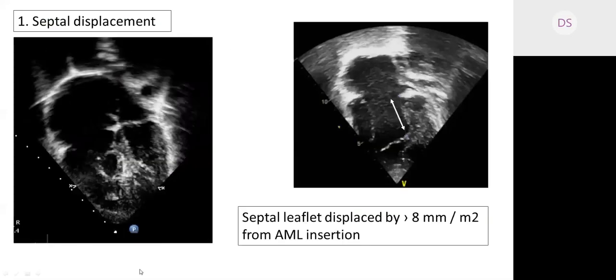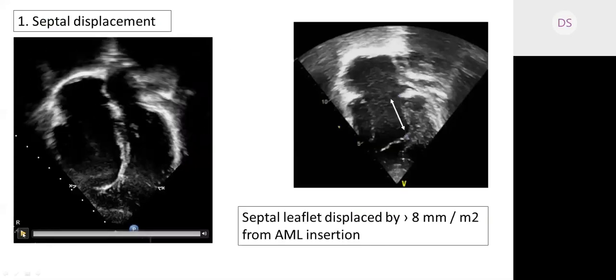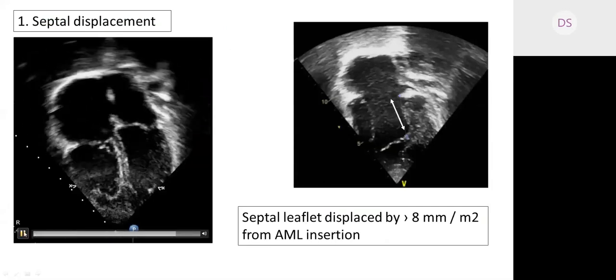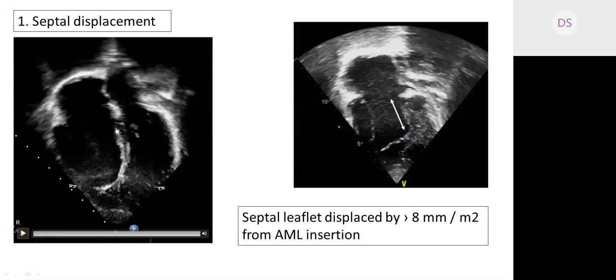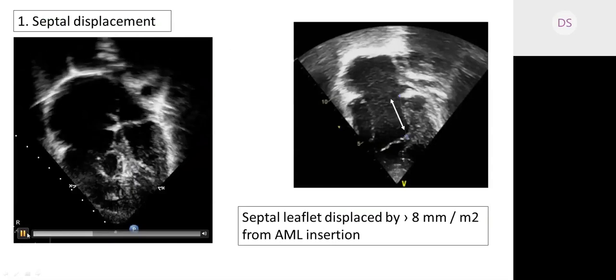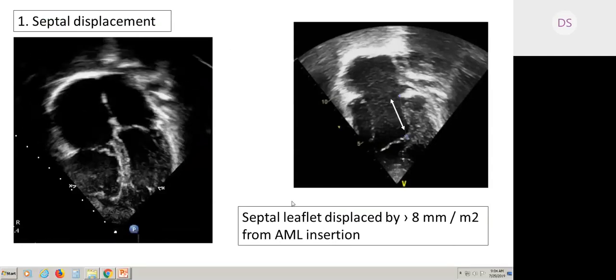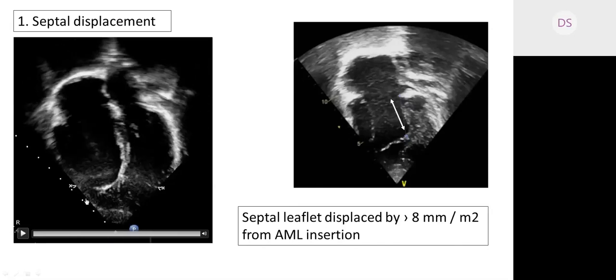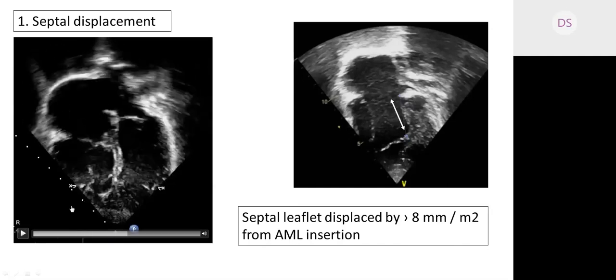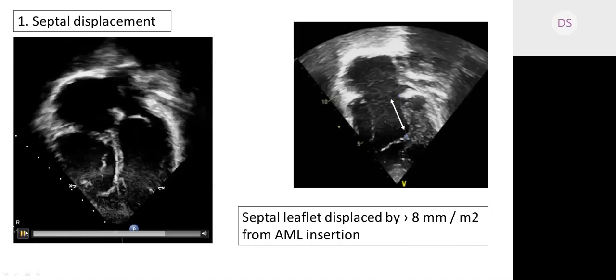So now you can see here, this is a four-chambered heart from the apical view, and this is how the Ebstein's tricuspid valve looks like. So it's very important for us to understand how much should be the normal displacement. And as we discussed before, the normal displacement should be anything less than 8 millimeter per meter square compared to the AML insertion. So you check for AML insertion, and then you check for the tricuspid valve septal leaflet insertion, and then measure this distance in millimeters, divide by the body surface area.